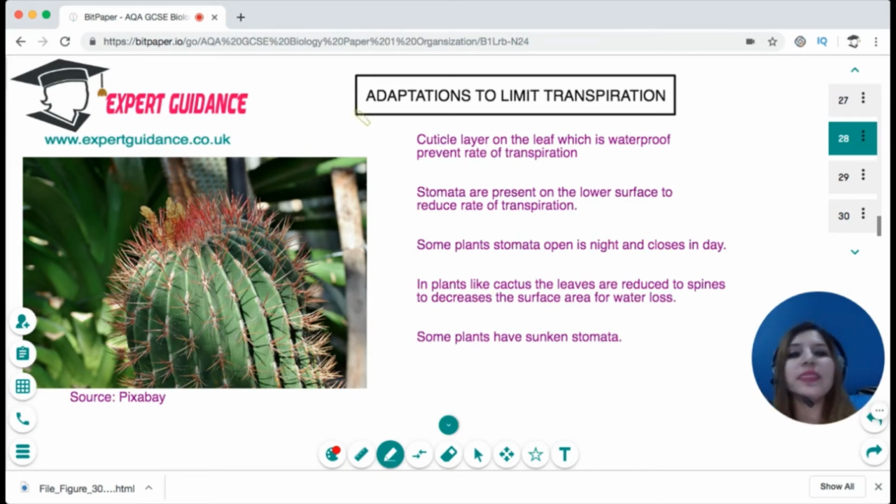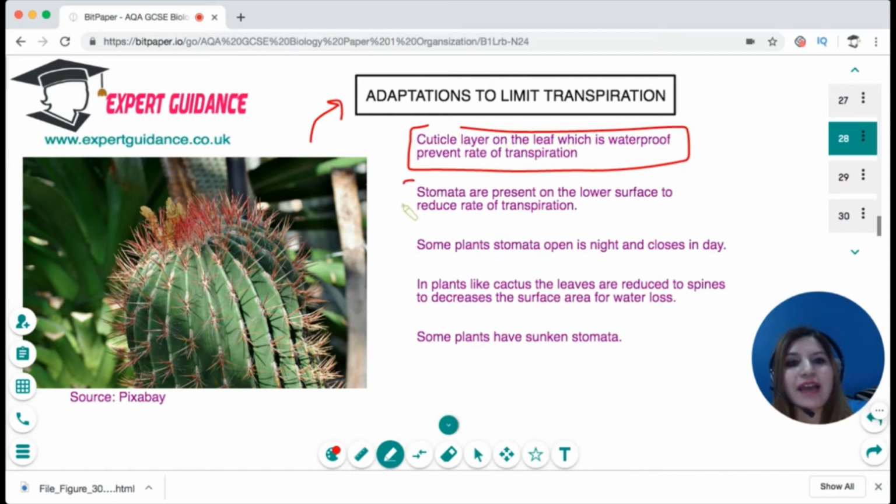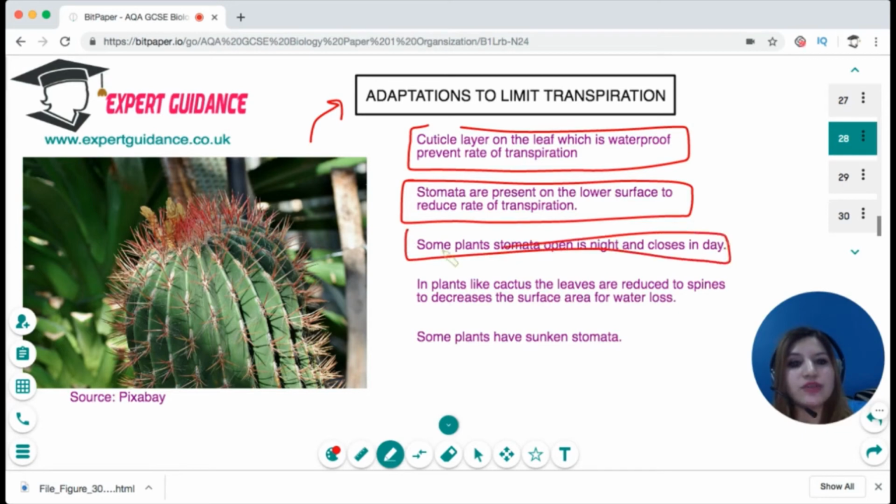So the plant has adaptations to limit water loss. They are covered with a cuticle layer, which is waterproof and reduces the rate of transpiration. They have stomata on the lower surface that reduces the rate of transpiration. In some plants, stomata open at night and close during the day. In some plants like cacti, the leaves are reduced to spines that limits the rate of water loss. And some plants have sunken stomata, where the stomata are in pits, and they have humid air around them that reduces the rate of transpiration.